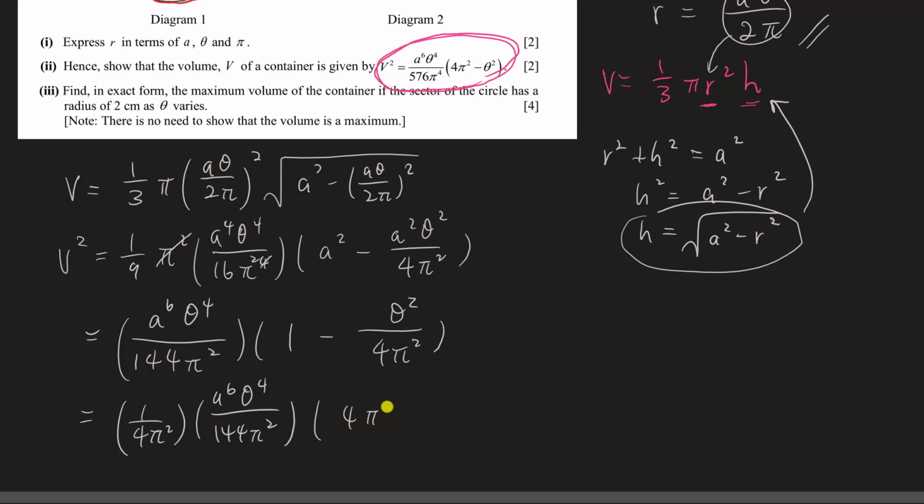The inside becomes 4 pi squared minus, the denominator is gone, so this would just be a to the power 6 theta to the power 4 over 576 pi to the power 4, times 4 pi squared minus theta squared.